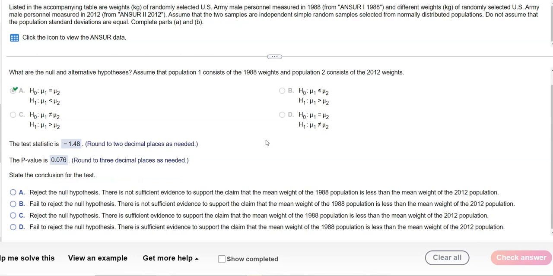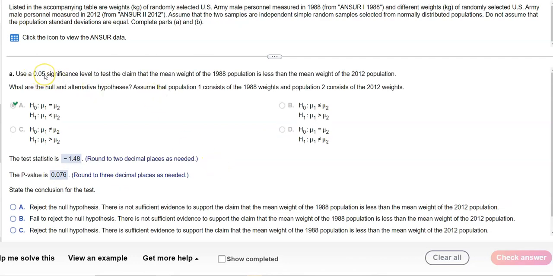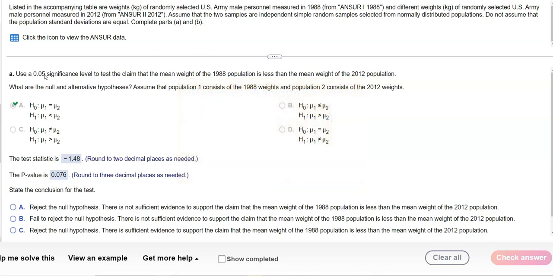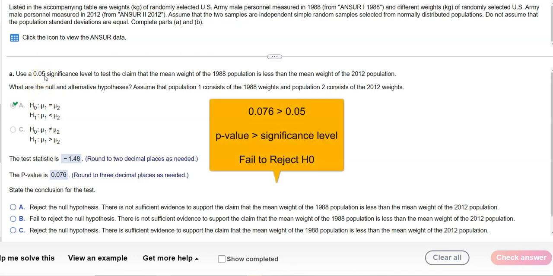So now we need to decide what our conclusion is going to be. Remember, the way we decide this is by comparing the p-value to the significance level. The p-value here is 0.076, right? And the significance level was 0.05. If the p-value is less than the significance level, then you reject the null hypothesis, reject H0. If the p-value is more than the significance level, then you fail to reject the null hypothesis, fail to reject H0. So in this case, 0.076 is actually more than 0.05. So here we would decide to fail to reject the null hypothesis.